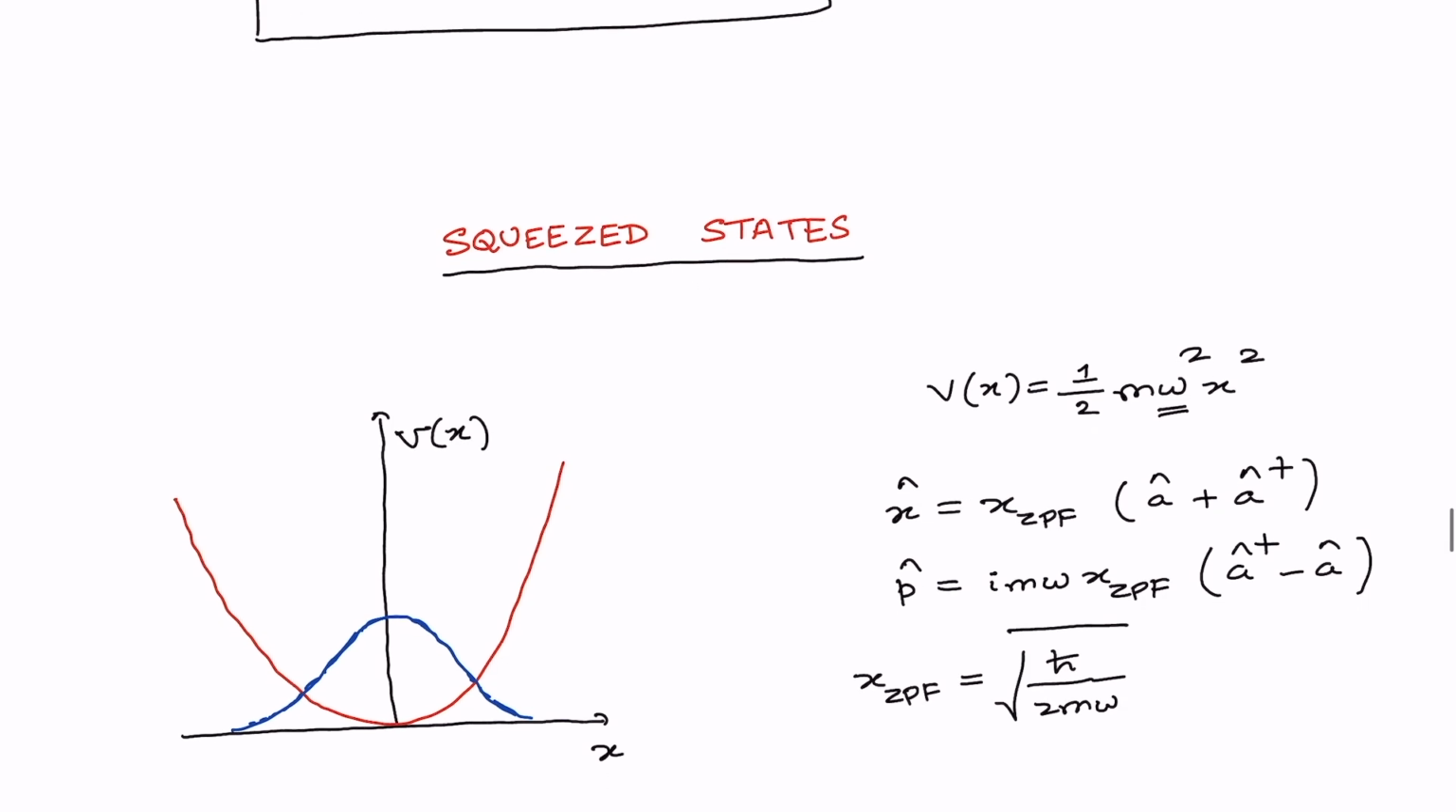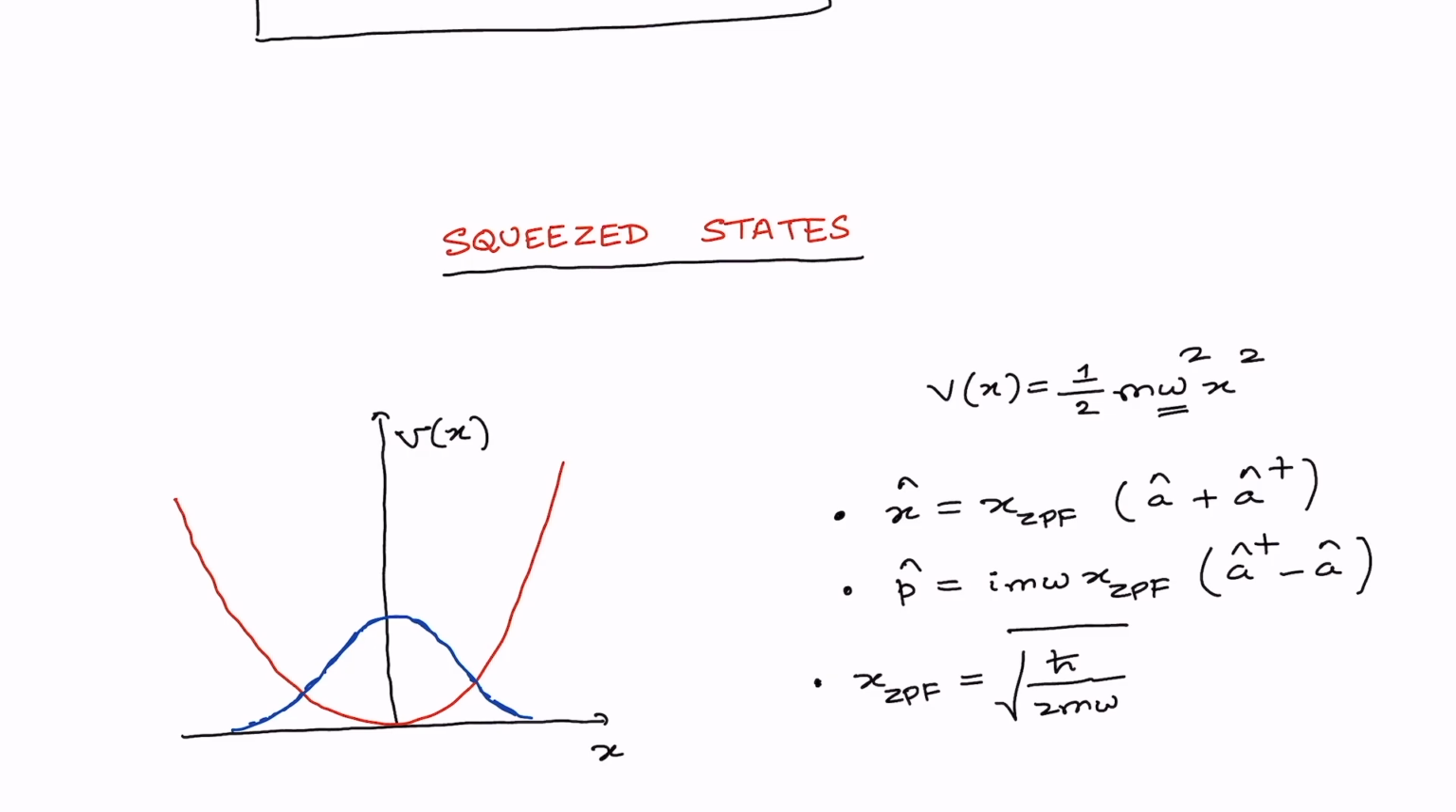the harmonic oscillator in terms of creation and annihilation operators like this: x is equal to x zero point fluctuation into a plus a dagger, and similarly p is equal to i m omega x zero point fluctuation into a dagger minus a. Here this x zero point fluctuation is square root of h cross by twice m omega, and the ground state of the harmonic oscillator, as you know, is the bell shape Gaussian.